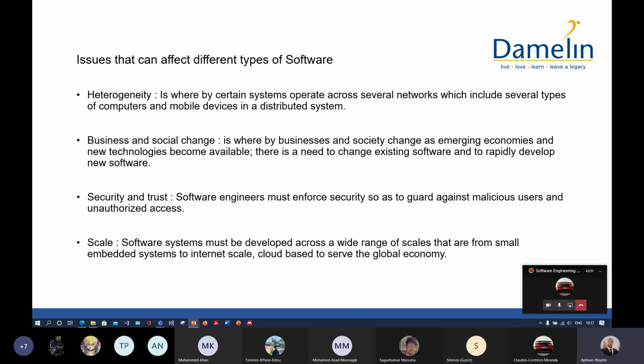Issues that can affect different types of software. So, heterogeneity, what is that? What does that mean? It's whereby a certain system operates across several networks, which include several types of computers and mobile devices in a distributed system. That could be a very big challenge.